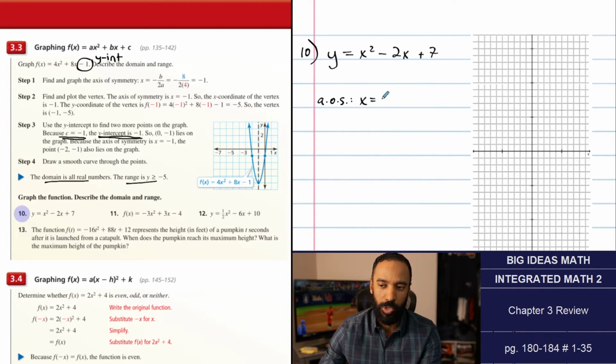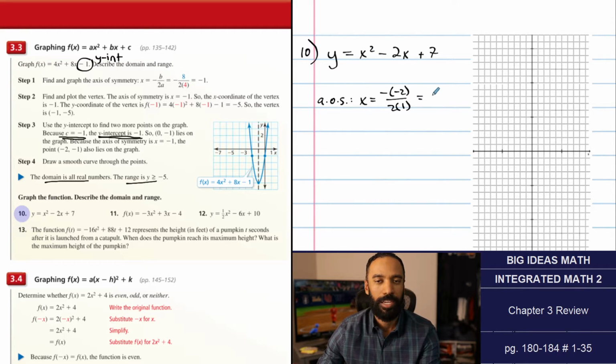Axis of symmetry is x equals negative b over 2a. That's a. You can't see it there. He's shy, but he's there. The opposite of negative 2 is 2. 2 over 2 is 1. That's the x value of the vertex.